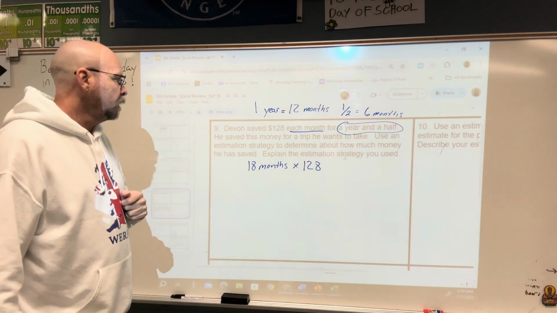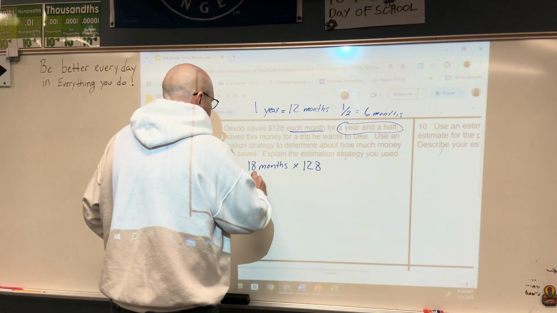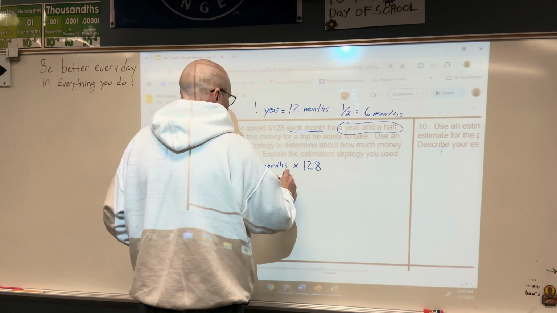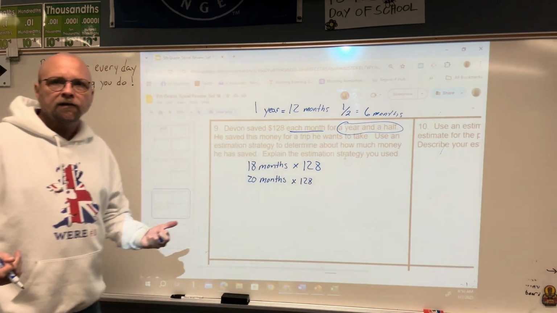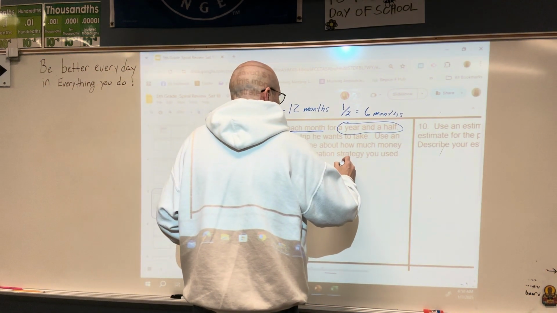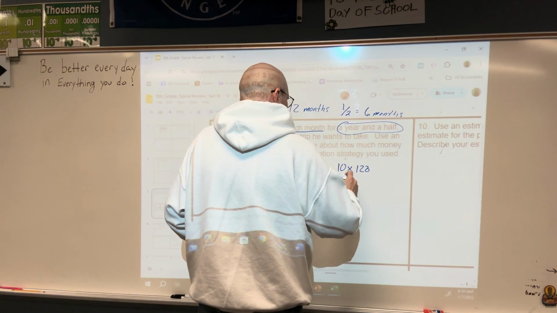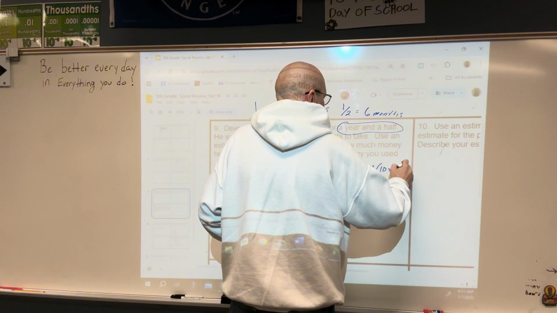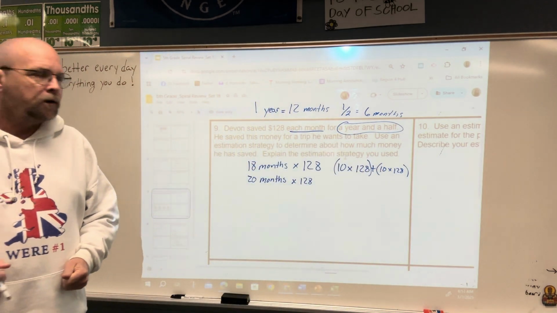Now, I'm going to estimate it, but I'm going to break this 18. I'm going to make this 18 20. So instead of 18 months, I'm going to have 20 months. I'm still going to multiply it by 128. And you ask why I would multiply it by 128? Because I can do 10 times 128 plus 10 times 128, because I can do 10 times any number in my head.